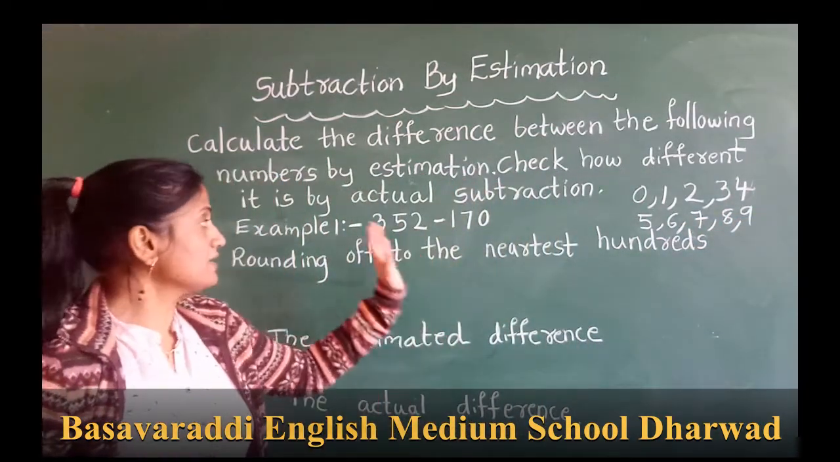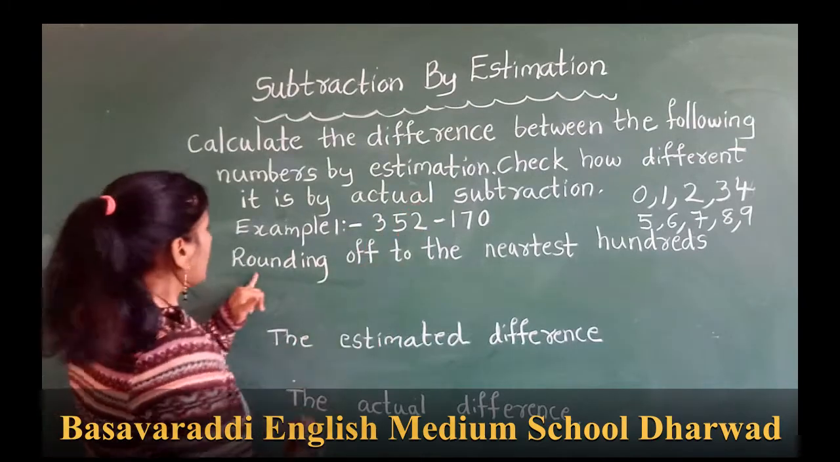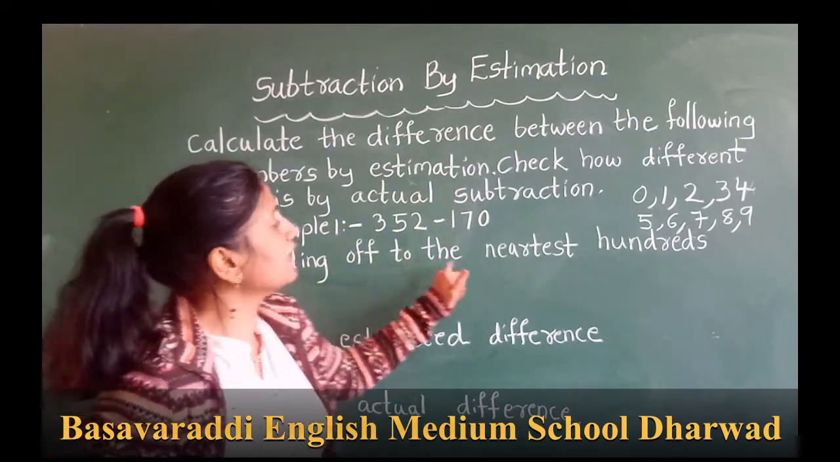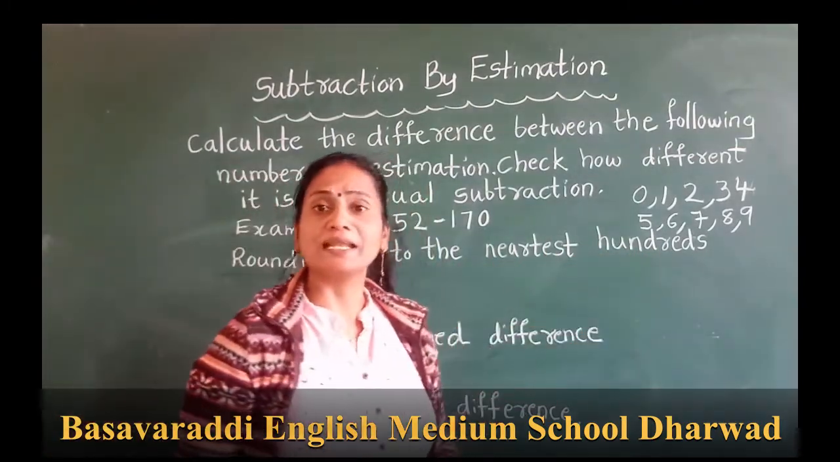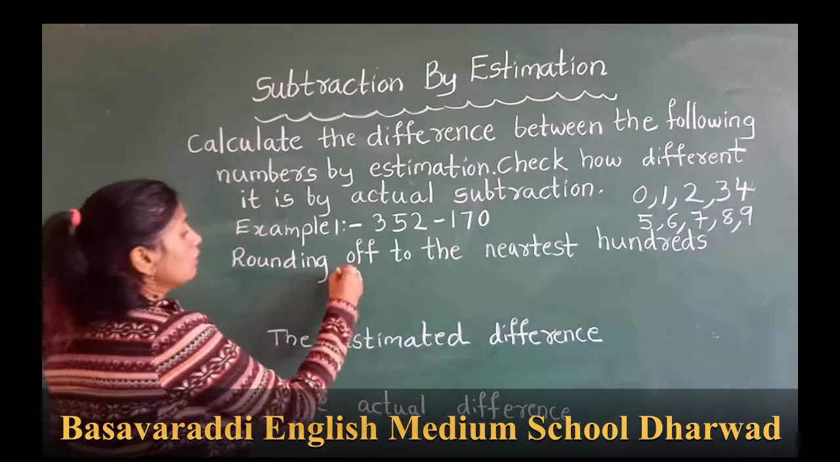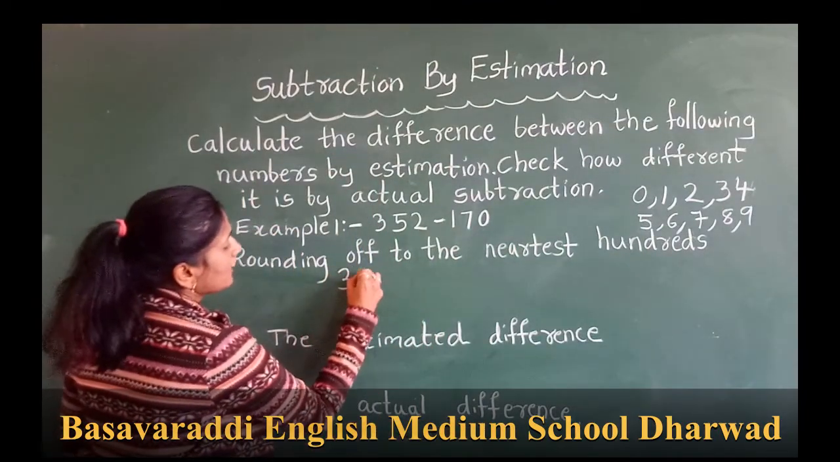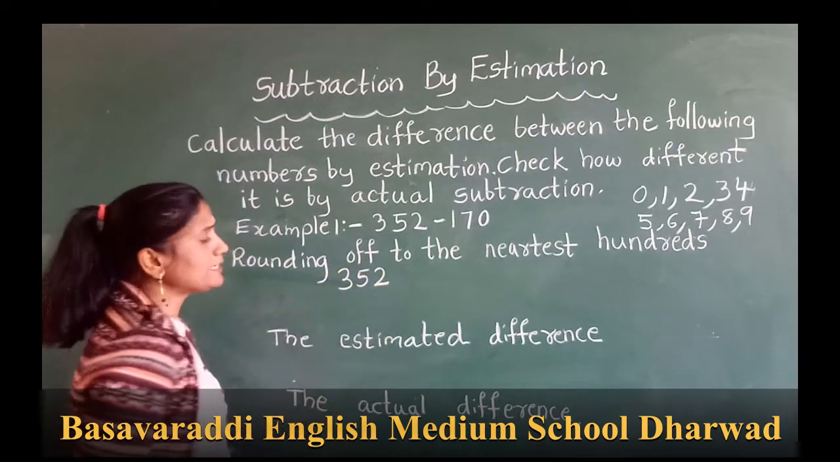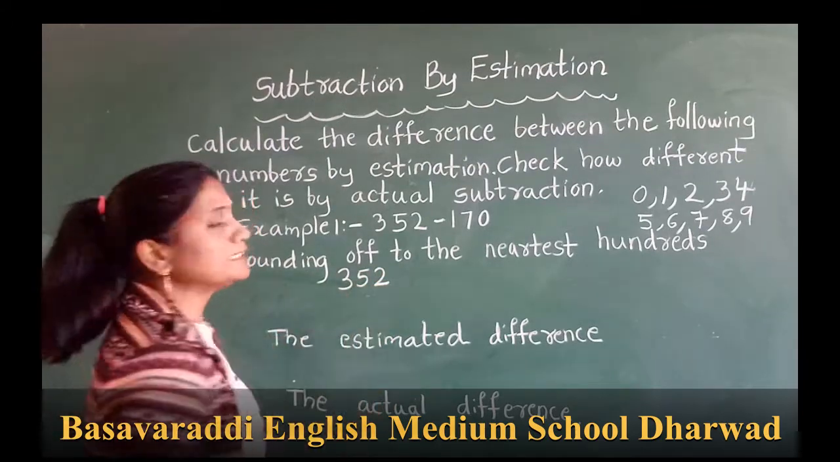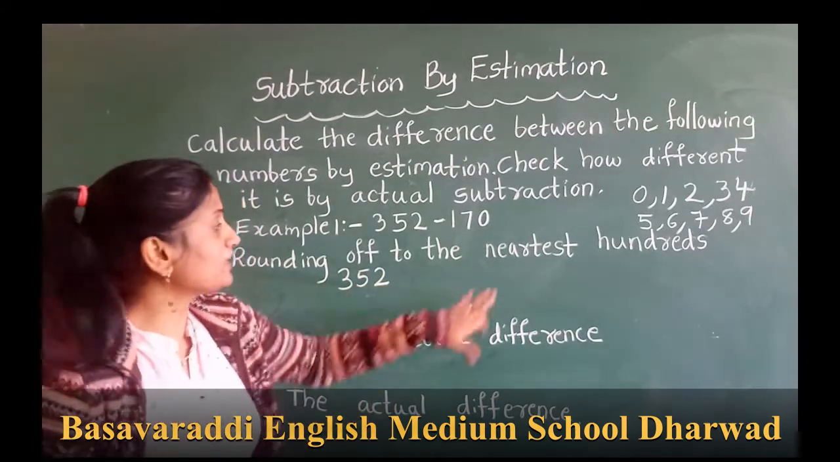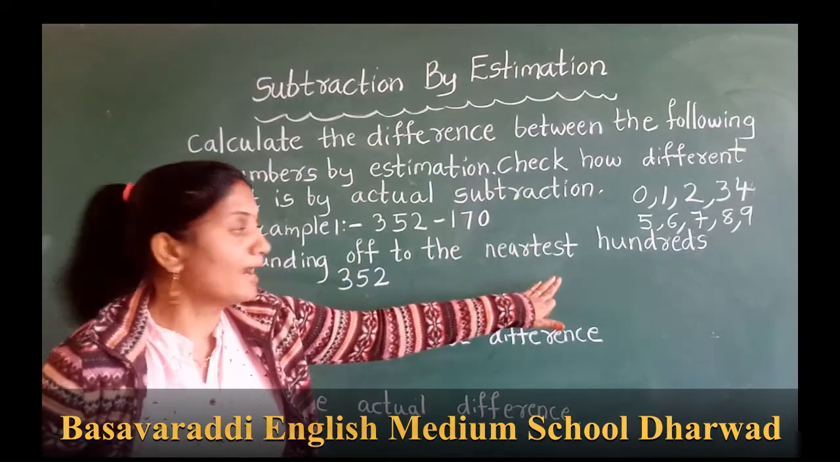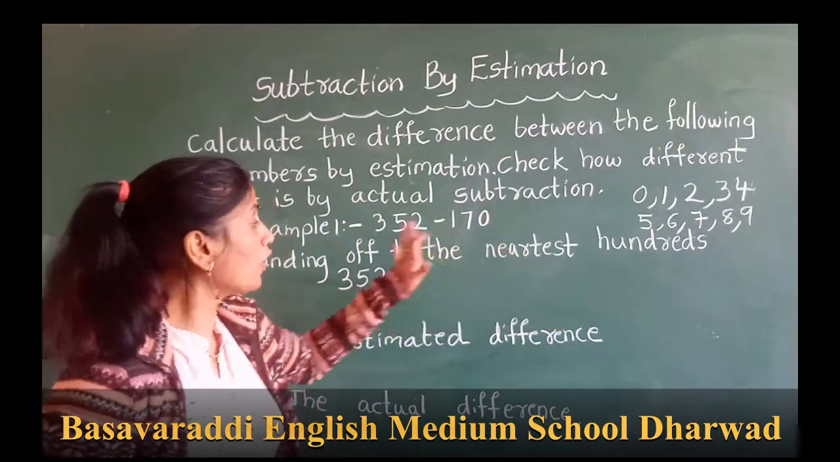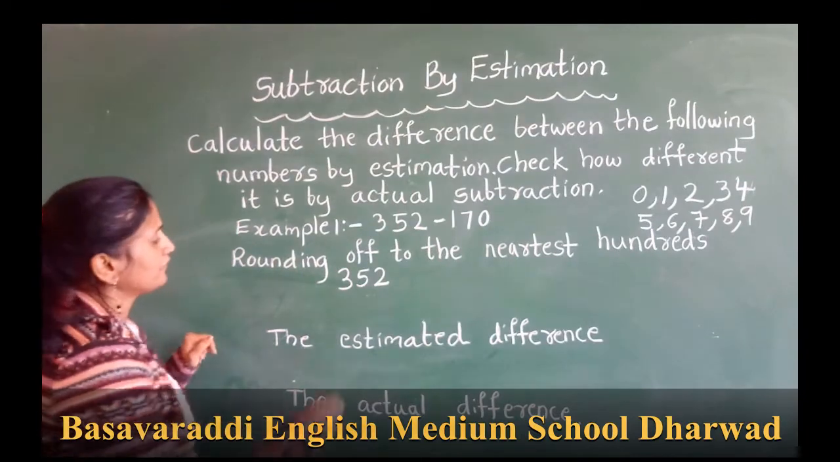Now, this is rounding off to the nearest 100. 352 is there. So what we have to do is make it the nearest 100. Then we have to round off. So we are rounding off.